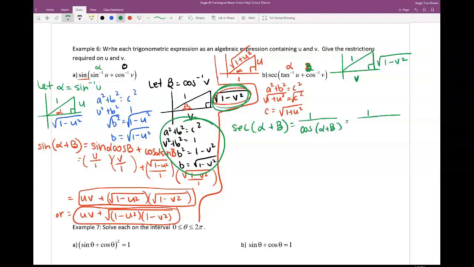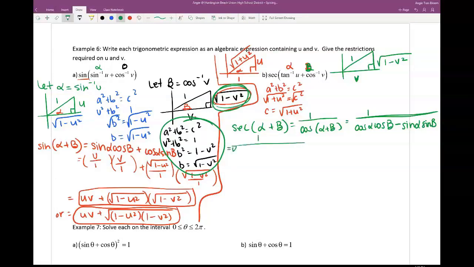The identity for cosine is cosine of alpha, cosine of beta, minus, and remember, you have to extend this line, otherwise it's not correct. So minus sine of alpha, sine of beta. Then we find the cosine of alpha plus beta normally and then just put it over 1. That's exactly all that is. So let's keep on going.